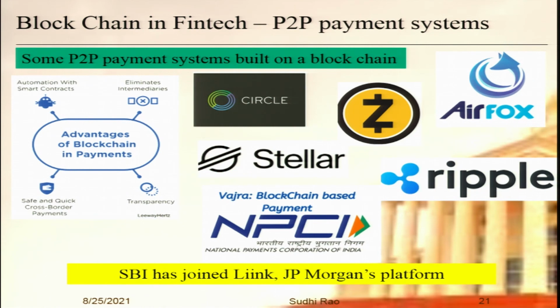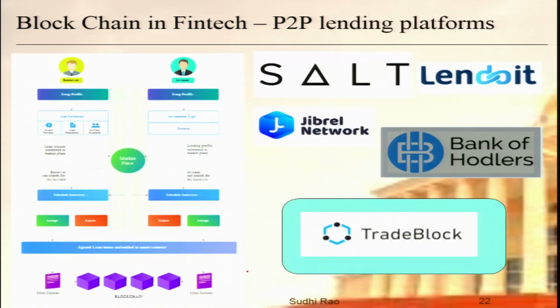Here is a set of P2P payment systems which are built on blockchain. The advantages are automation with smart contracts, eliminating intermediaries, transparency, and safe and quick cross border payments. A number of products, Circle, Stellar, Ripple, we will see Ripple a little later, and Airfox are all P2P payment systems. Even NPCI, who have issued UPI, have released a blockchain based payment system called Vajra. I am not sure how accepted it is right now, but position papers and documentation are available on the blockchain based payment system developed by NPCI called Vajra. SBI has joined one more blockchain based payment system called Link, developed by the bank JP Morgan. So, even Indian players are getting into the act.